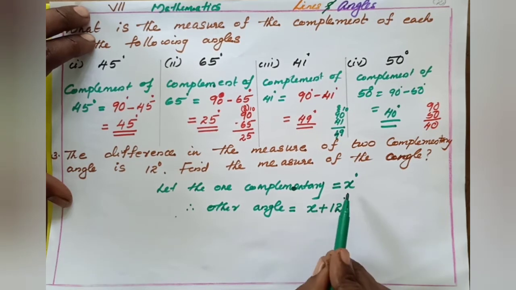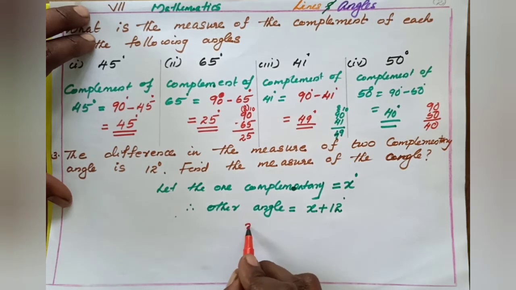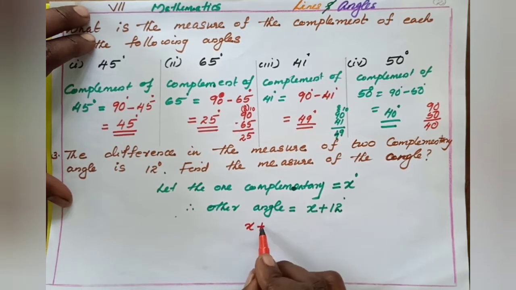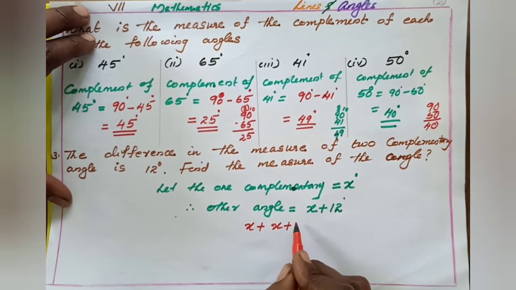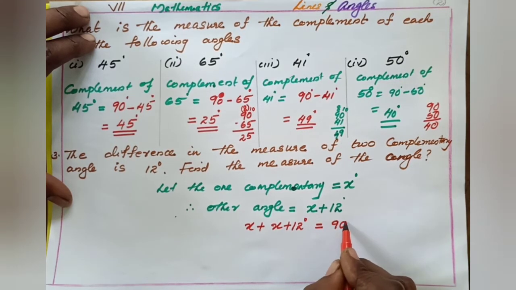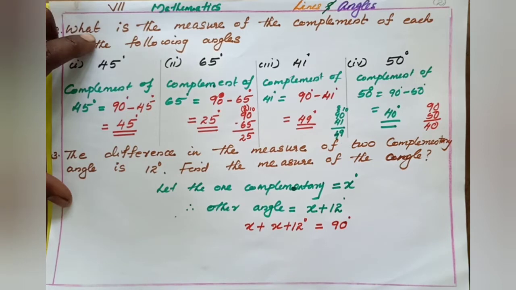We know the sum of the complementary angles is 90 degree. So adding these two, the first angle x plus the second angle x plus 12 degree equals 90 degree. Then x plus x is 2x plus 12 degree equal to 90 degree. Yes, we studied simple equations in the previous class. How can we solve this?